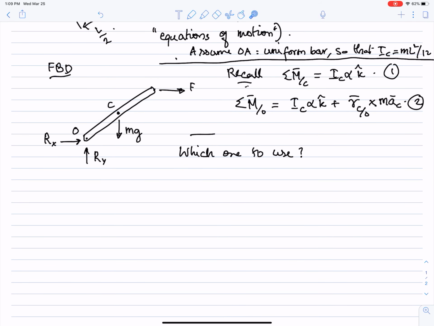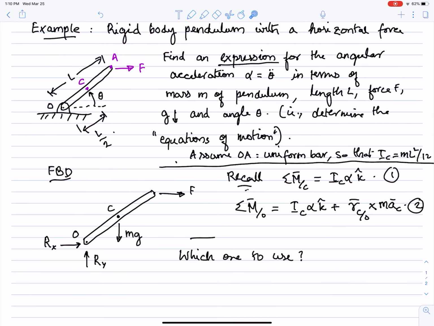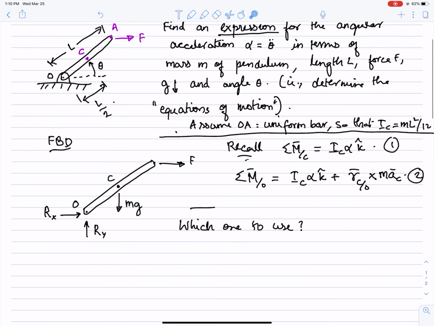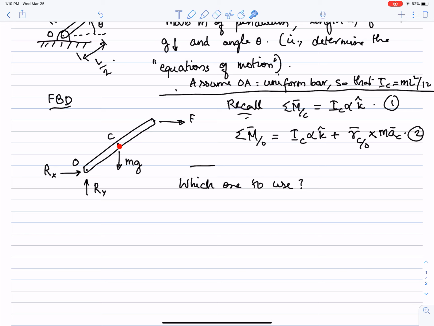Well, if we used equation number 1, which takes moments about point C, we have these reaction forces, Rx and Ry, which will have a moment about point C, and those reaction forces are not known. And we don't really care to know them either. We are not asked to find an expression for the reaction forces, and we are told that the expression will not depend on them. So if you take moments about point C, these reaction forces will appear here, and we don't really want them.